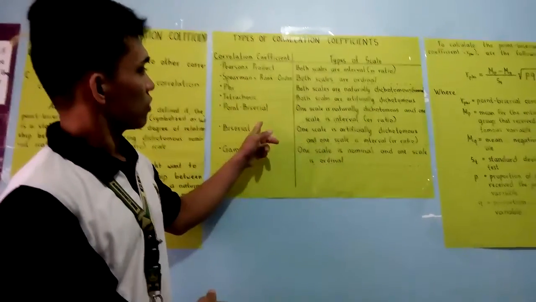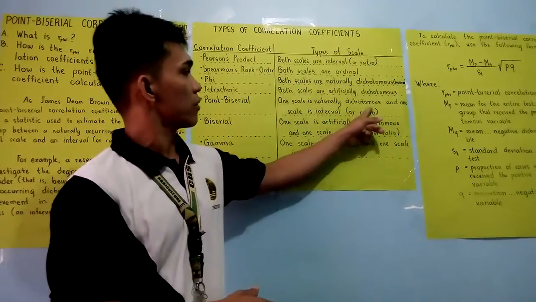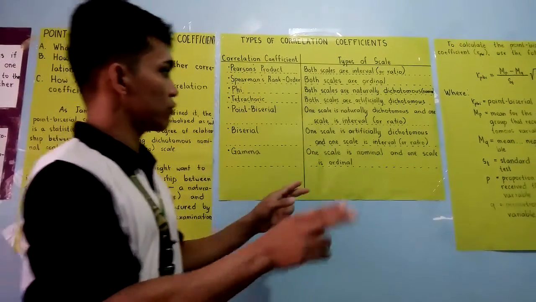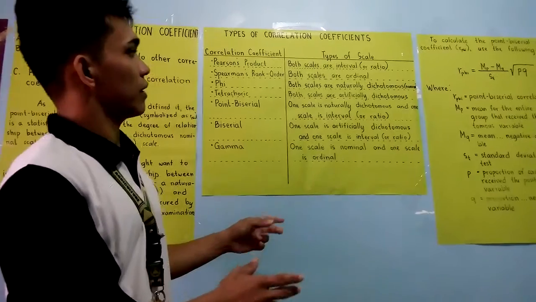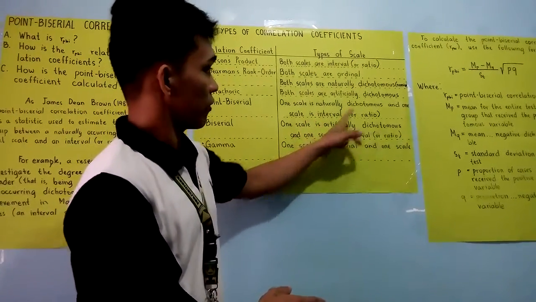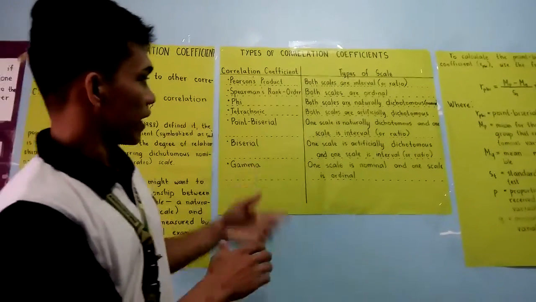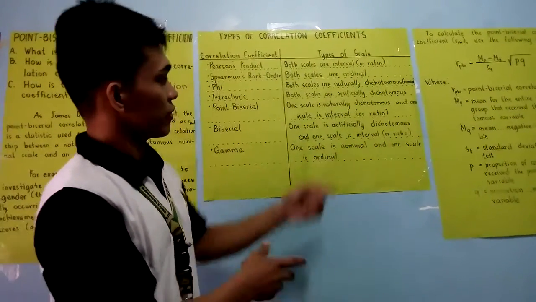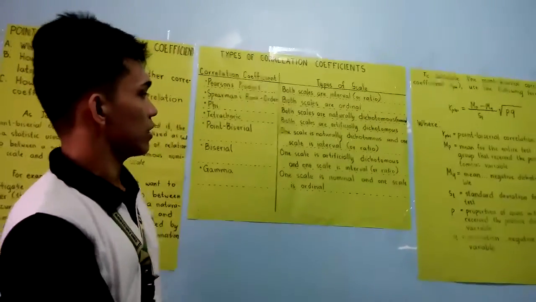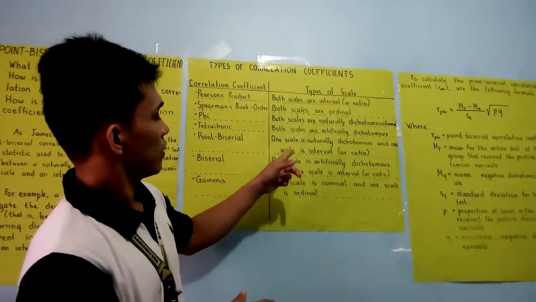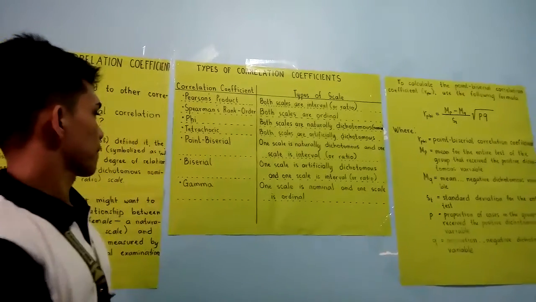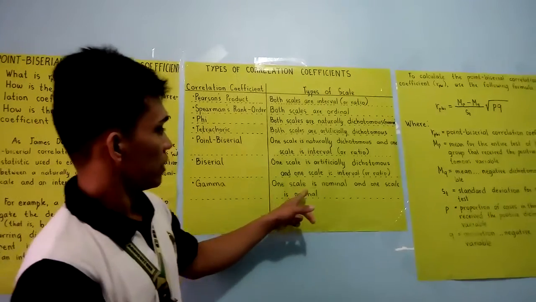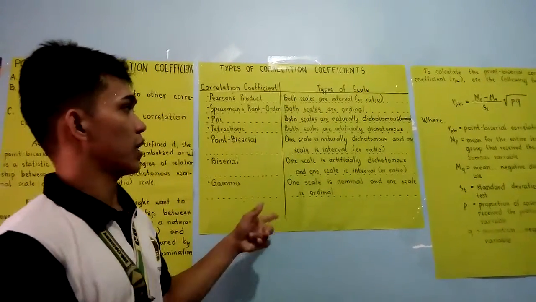Point-biserial correlation coefficient: if one scale is naturally dichotomous, let's say for example gender, we have exactly two categories, male and female, and one scale is interval or ratio. In biserial, one scale is artificially dichotomous and one scale is interval or ratio. We already explained what is artificially dichotomous and the difference of it from natural dichotomous. In gamma correlation coefficient, one scale should be nominal and one scale should be ordinal.